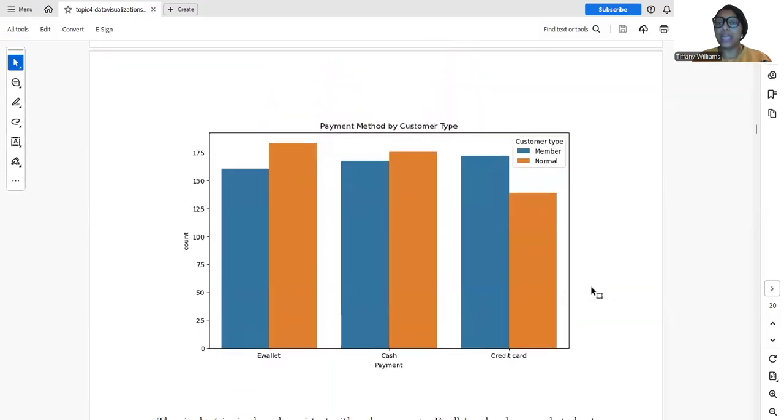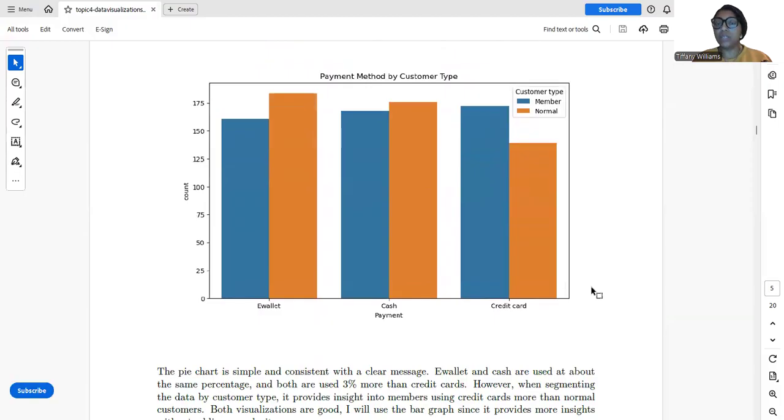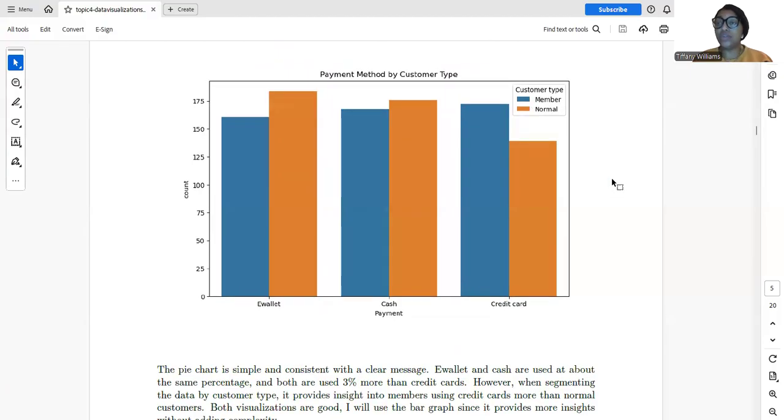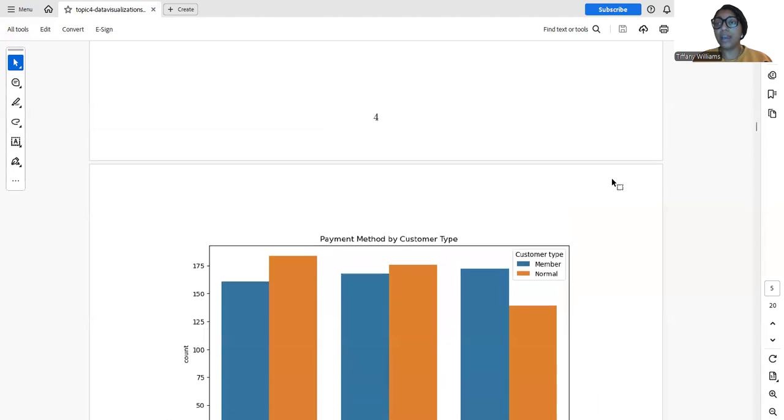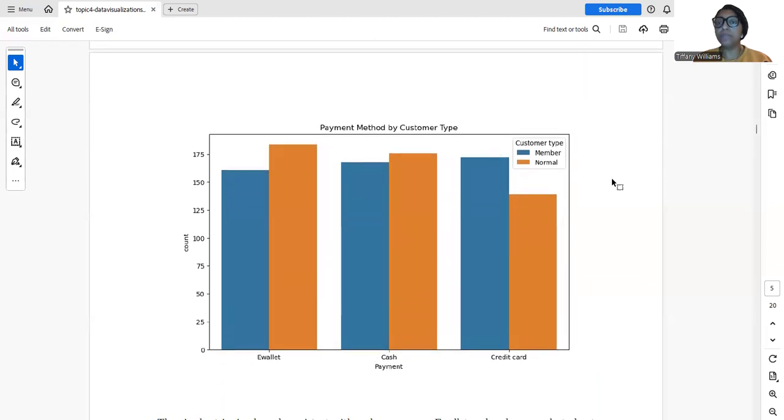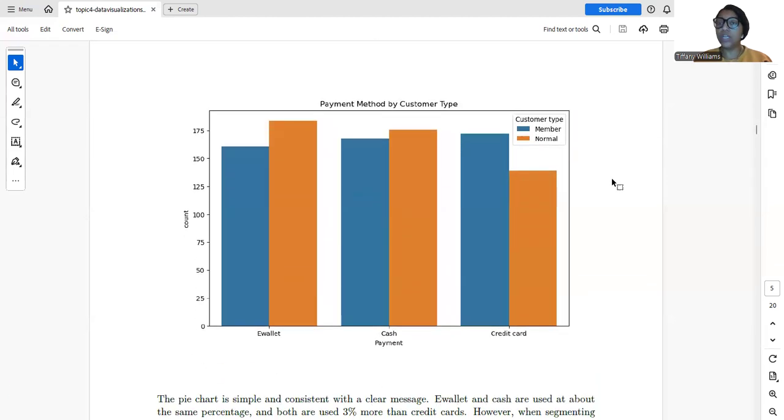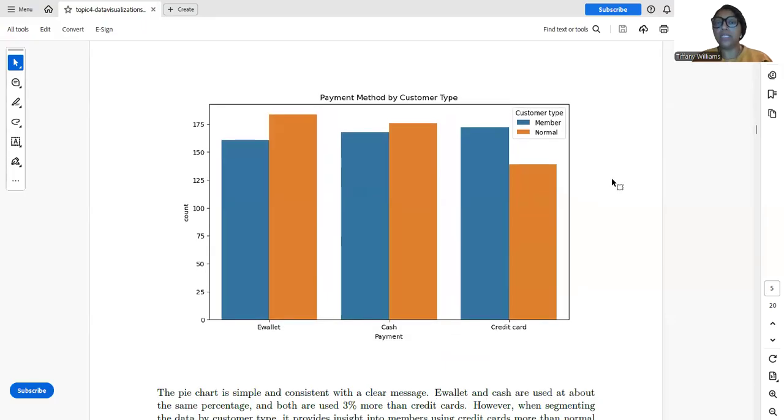But as we look at it segmented by customer type, e-wallet again shows it is used the most, then cash, but credit card shows that members actually use credit cards more. So that is an insight that you would not have necessarily gotten from a pie chart above, and it could be useful later. So I feel the segmentation with customer type is the better choice.